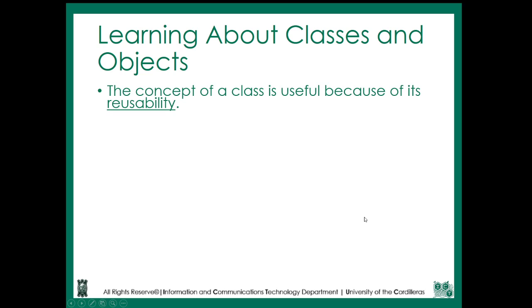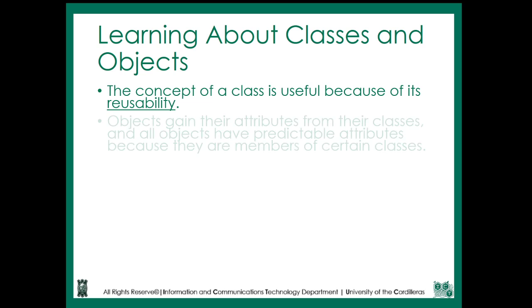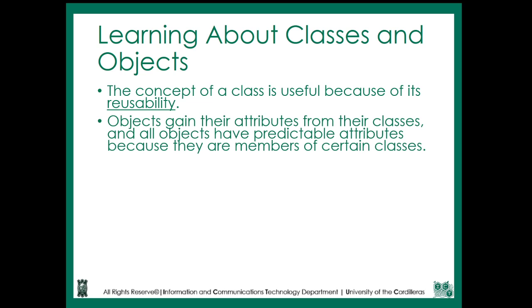Now, the concept of a class, however, is useful because of its reusability. When you create a class in Java programming, it's really possible for you to reuse a specific class that you have created. And those objects gain their attributes from their classes. And all objects have predictable attributes because they are members of certain classes.